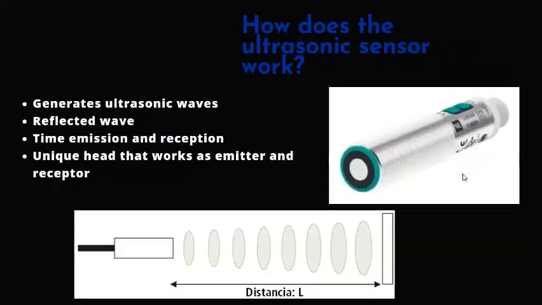The ultrasonic sensor measures the distance through the ultrasonic waves generated. The head sensor emits the ultrasonic wave, and it receives the reflected wave that returns because of the object that we want to sense. The distance can be measured by counting the time between the emission and the reception of the sound. In addition to that, the ultrasonic sensor has a unique head that works as an emitter and receptor.